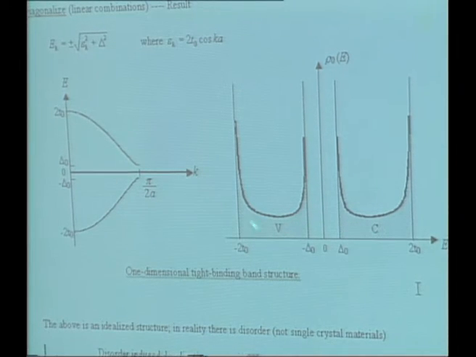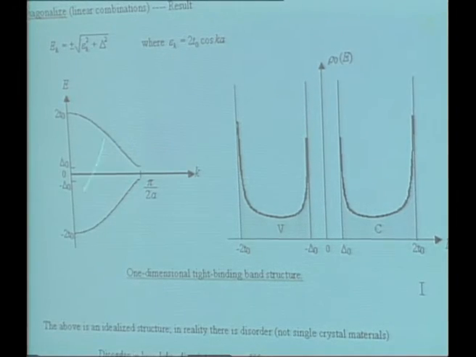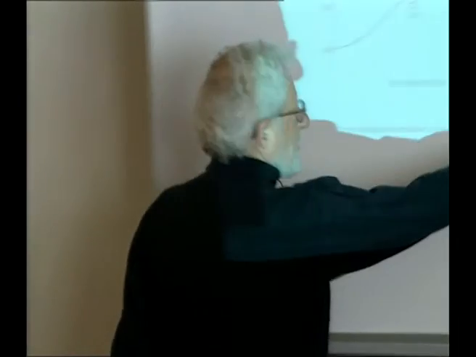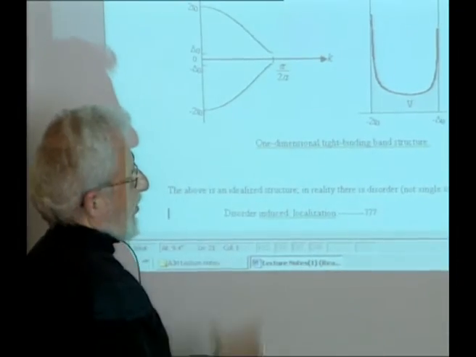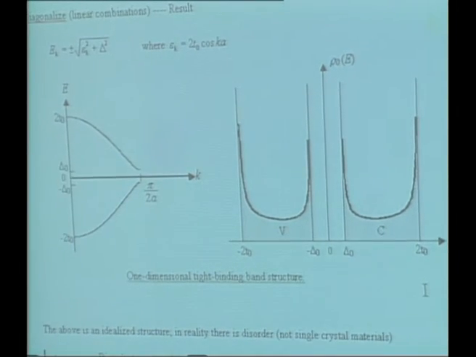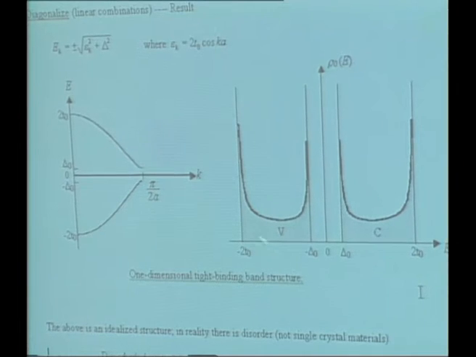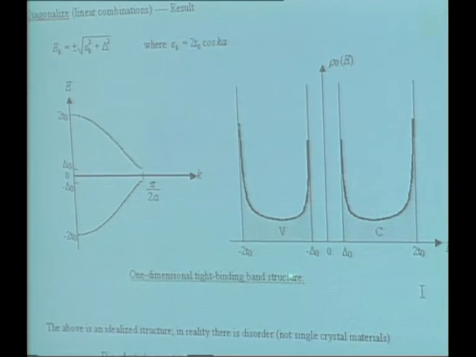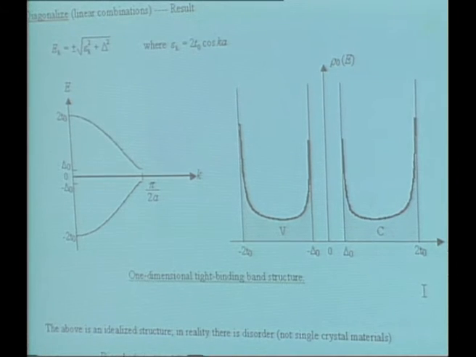This is the pi band. In semiconductor physics, we call it the valence band. This is the pi star band, and this is the density of states in the pi star band. And in semiconductor physics, we call this the conduction band. So there's a small language shift here. This is the pi band. This is the pi star band. This is filled. This is empty. It's a one-dimensional tight binding band structure.